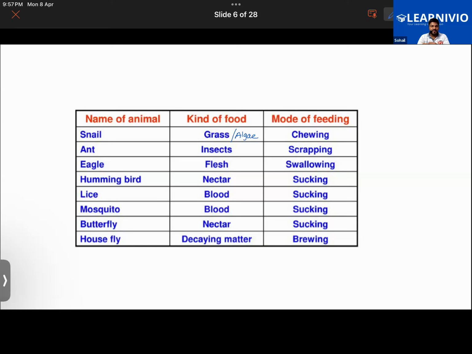What is the name of the smallest bird? Hummingbird, sir. Hummingbird. What do they eat? They eat the juicy nectar coming from the flower. So how do they feed on it? By sucking it, right? Or consider lice. They drink the blood and they suck it. Mosquitoes also feed on blood and they suck it. Butterflies are also sucking the food. Houseflies are sponging the food. Getting it now?